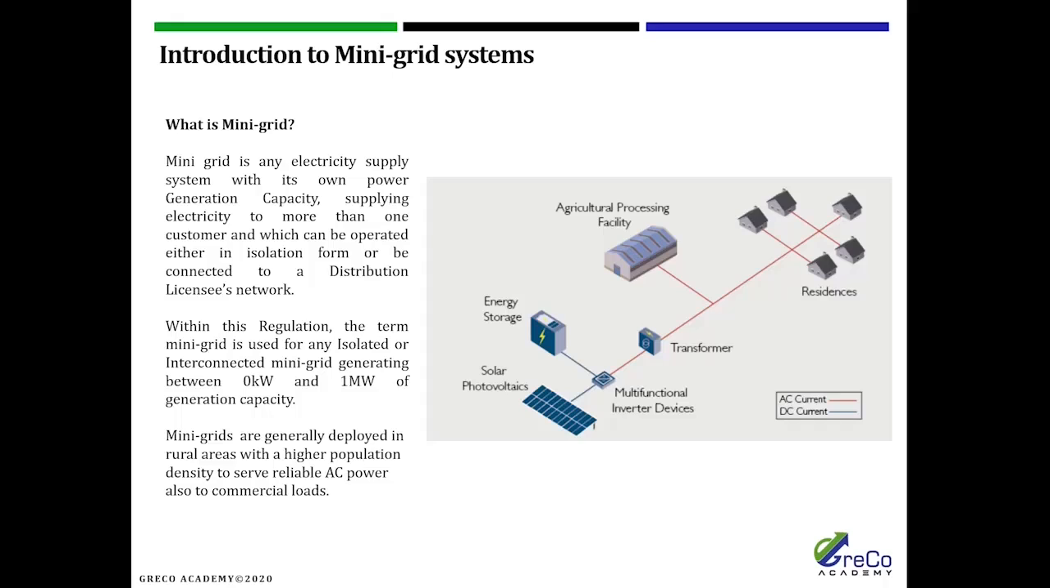Based on the regulation that exists in the country, the mini-grid we have is either classified into an isolated mini-grid or an interconnected mini-grid, which generates between 0 to 1 megawatt of generating capacity. That means anything above 1 megawatt will not be classified under mini-grid.